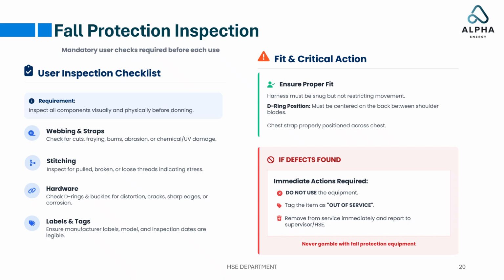If any defects are discovered, the protocol mandates immediate critical action. Do not use the equipment, tag the item as out of service, and remove it from service while reporting the issue to a supervisor or HSE representative, reinforcing the message to never gamble with fall protection equipment.